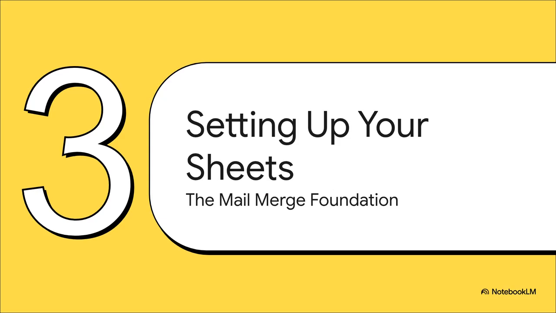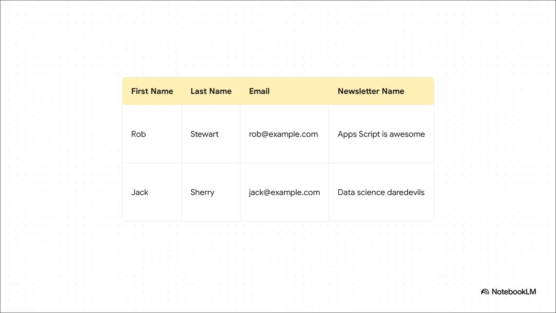Okay, let's get practical. The entire foundation for this whole operation is built right on 2 simple tabs inside a single Google Sheet. This is where we get everything organized before we unleash the automation. First up, your data sheet. Now, the setup looks really simple, but trust me, getting this part right is absolutely everything. Each column is a piece of info you might want to use. First name, newsletter name, you get the idea. Now, pay super close attention to these column headers. Why? Because they are the key. They're about to become our magic placeholders.